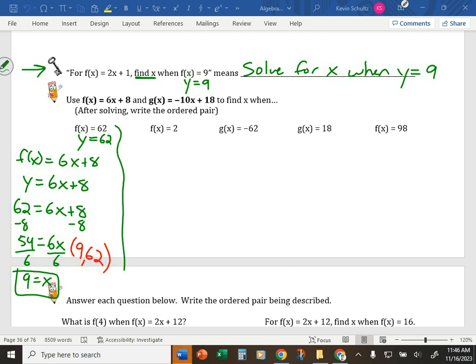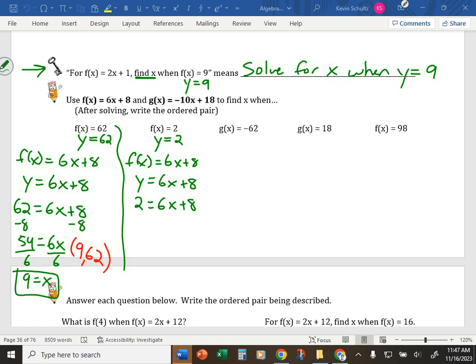f of x equals 2. Notice, we did not replace x with anything, so this 2 does not get put in for x in the equation. f of x really just means y. I'm giving you the y value. So, using the f of x equation, f of x equals 6x plus 8, plugging in 2 for y, because remember, f of x just means y. Put in 2 for that.